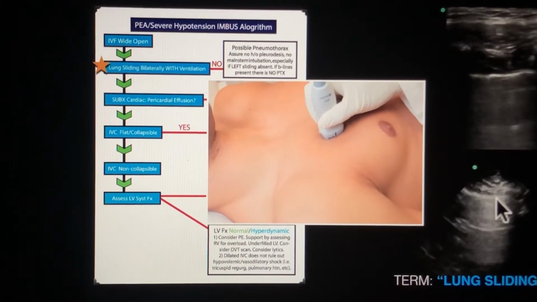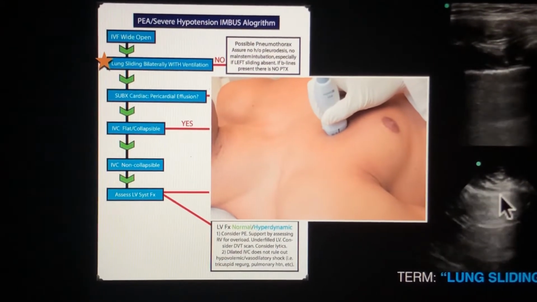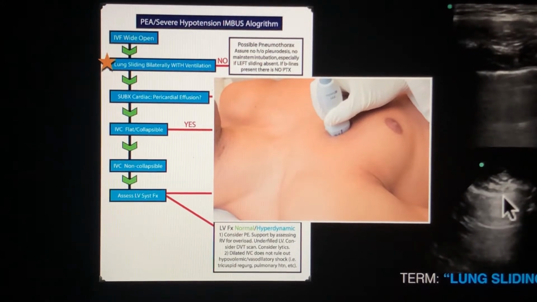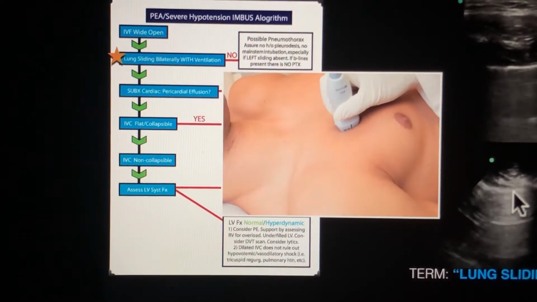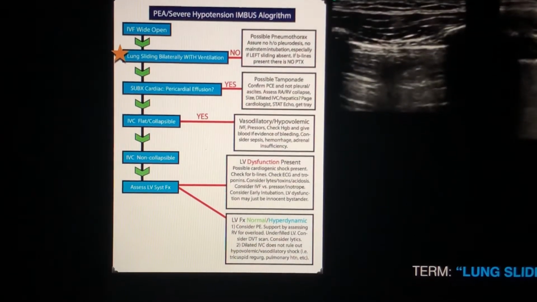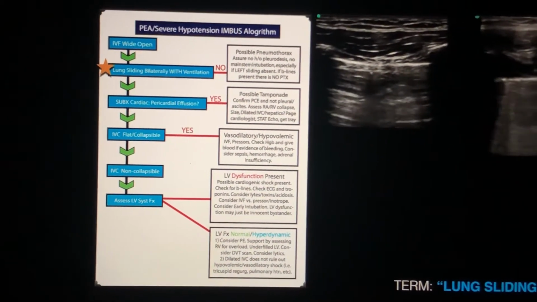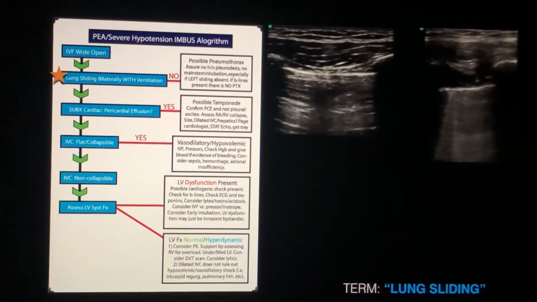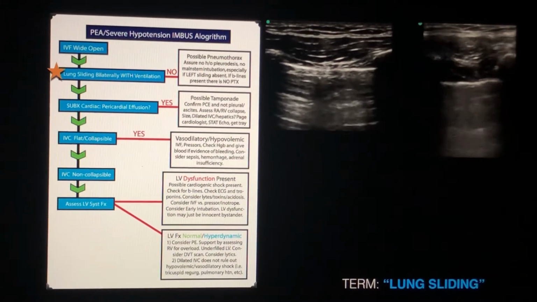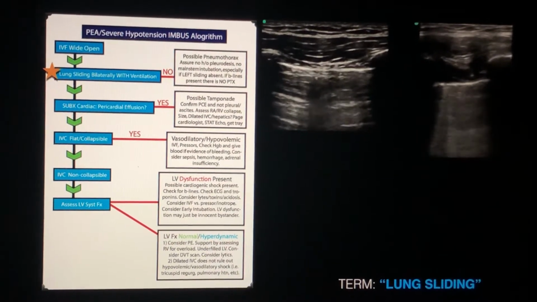So the presence of bilateral lung sliding rules out tension pneumothorax as the etiology of our narrow and fast PEA arrest. Ruling in a pneumothorax is a little bit more difficult of a task with ultrasound. The lack of lung sliding is the finding that's present in pneumothorax.